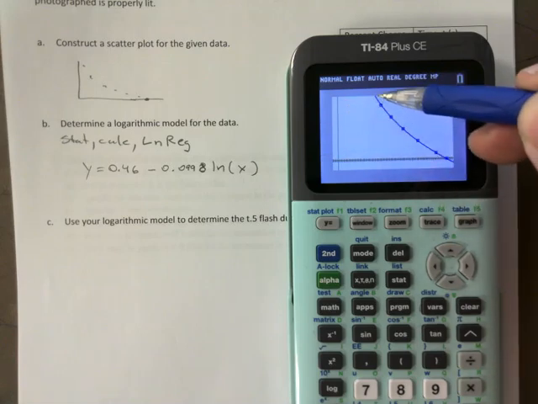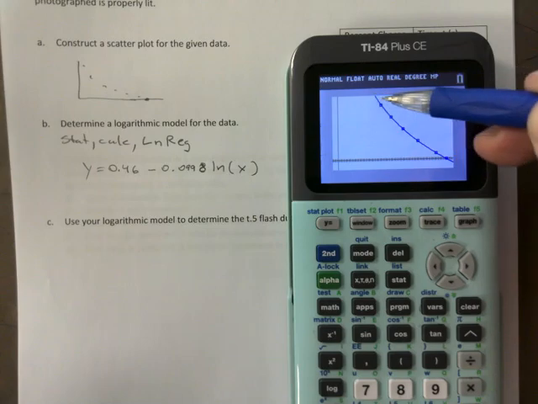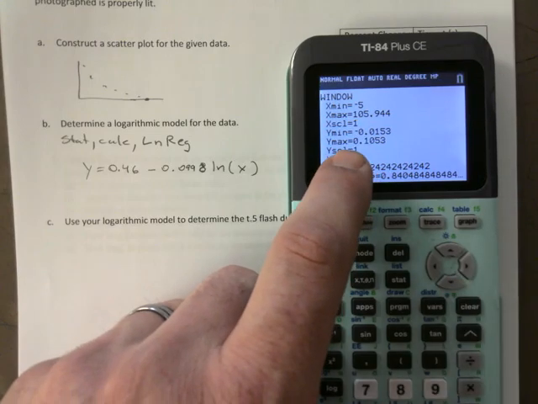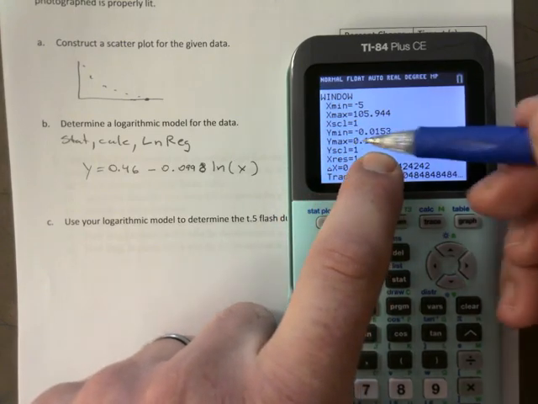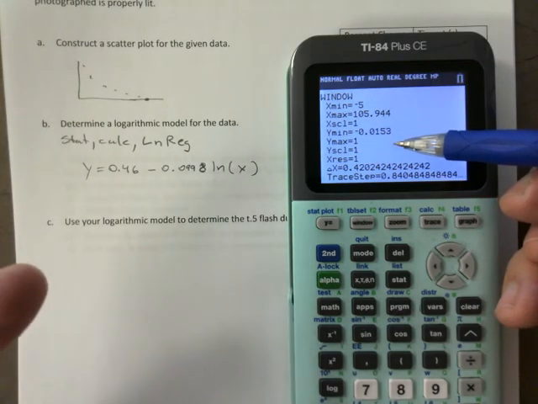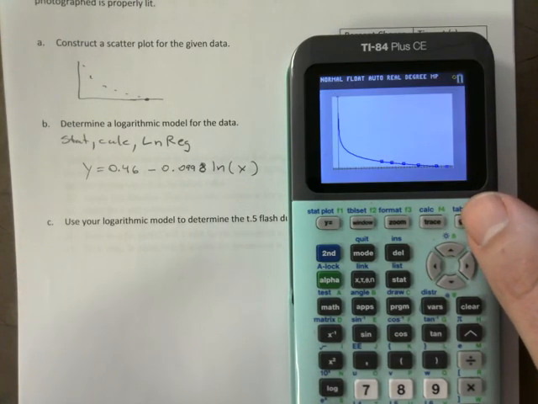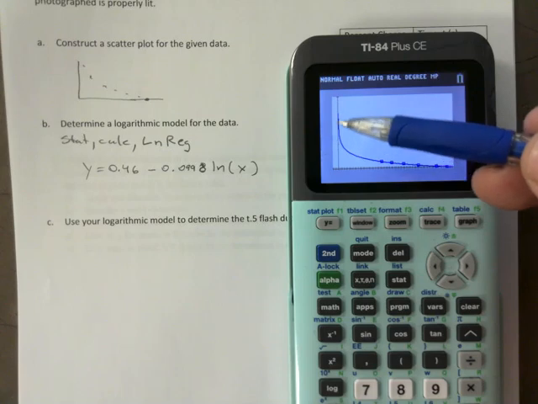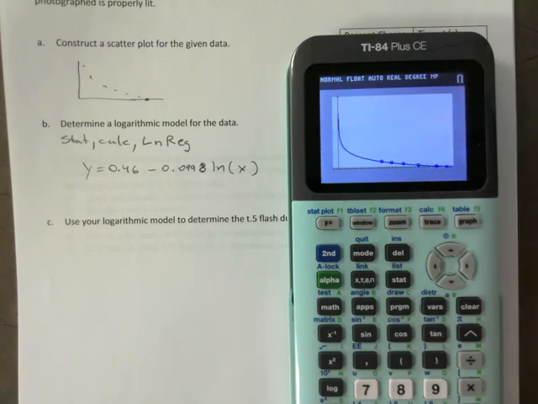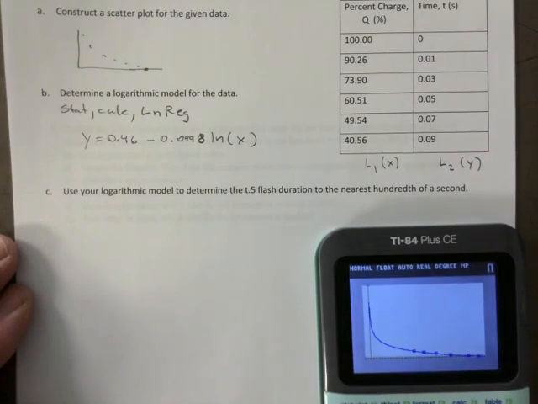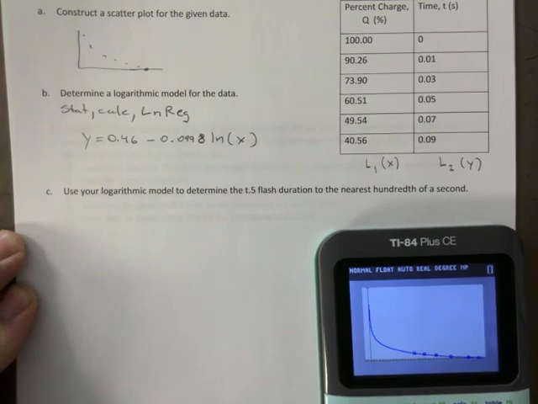I'm still going to chase the curve up a little bit. It's never going to touch the y-axis, right? I'm aware of that, but I'm going to go y max and look at how small y max is already. It's tiny. So if we go 1, it's probably going to do it. 1 is probably even overkill, and it never touches, even though you might think it does, it doesn't. Okay? So use your logarithmic model to determine the T5 flash duration to the nearest 100th of a second.